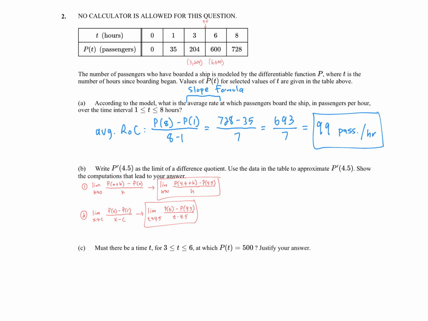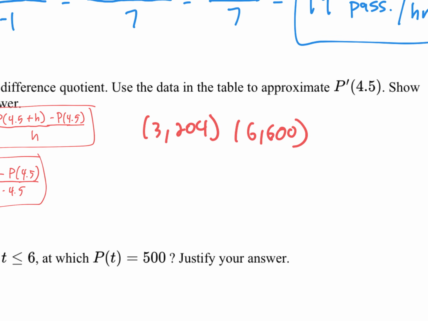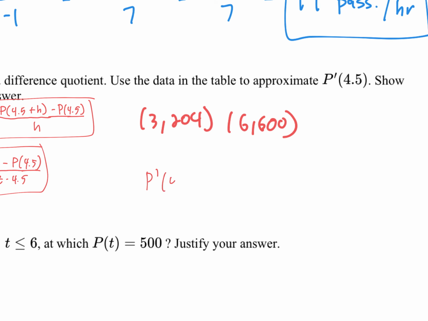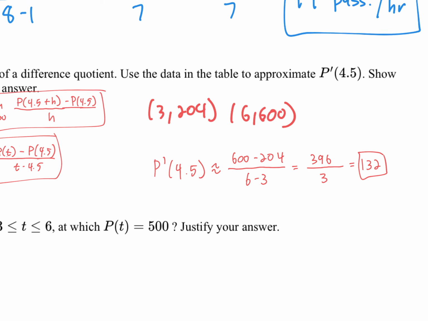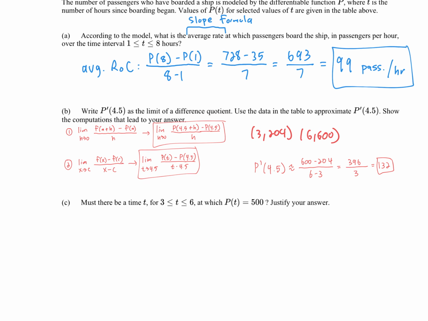Let's rewrite these points down here. Then we want to approximate the derivative at 4.5, so it'll be approximately the slope between these two points. So p prime at 4.5 is about 132.